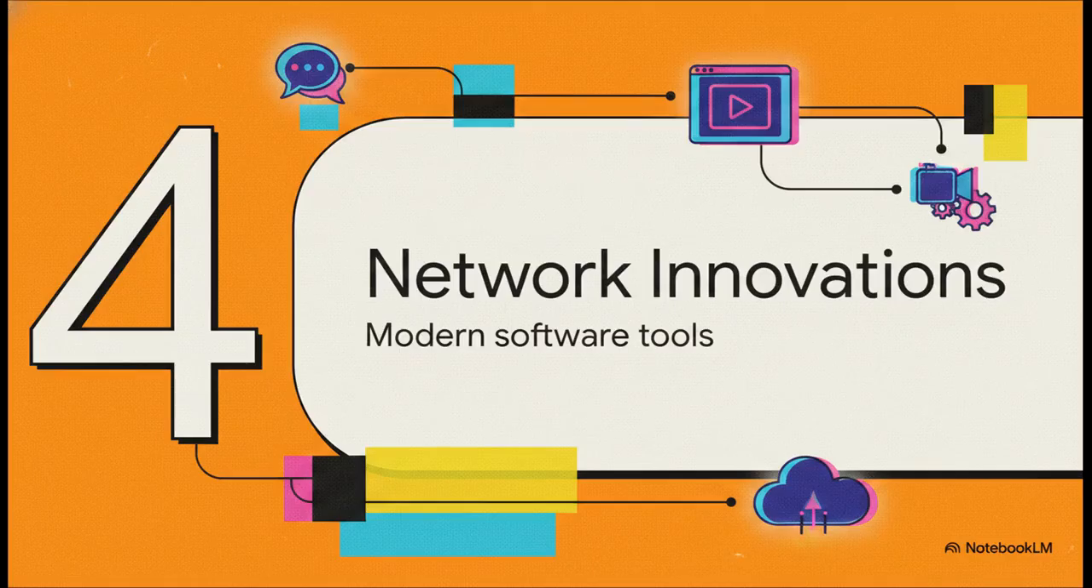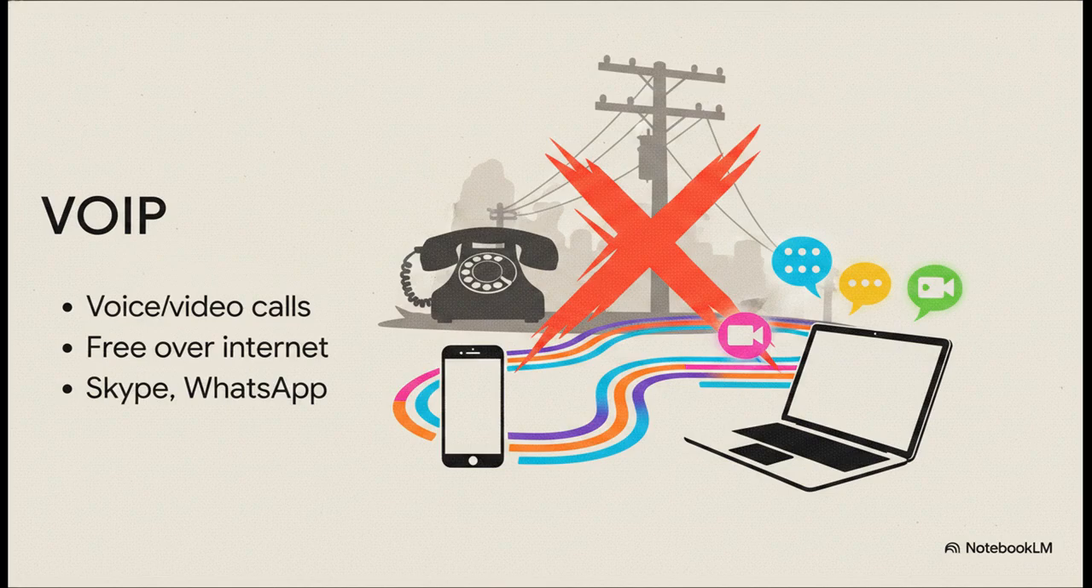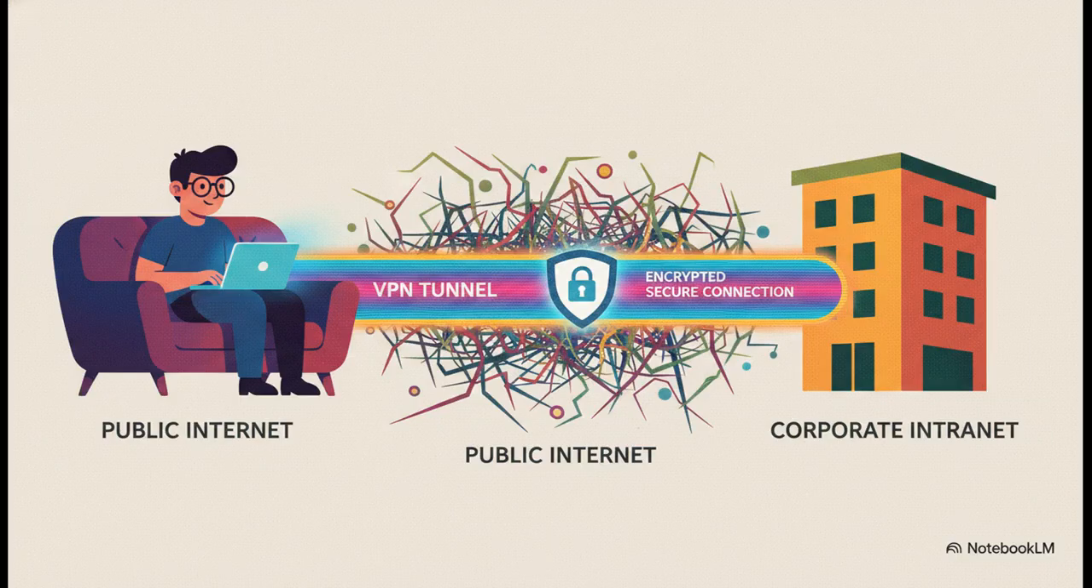Which brings us to Section 4, game-changing network innovations. Let's look at some modern software tools. So, riding right on top of all this physical infrastructure we just talked about are some incredible software innovations like VoIP, or Voice over Internet Protocol. By routing our voice and video over the internet instead of using traditional copper phone lines, VoIP basically eliminated long-distance fees. I mean, it's the exact tech powering free instant communication on apps you probably use every day, like Skype, WhatsApp, FaceTime, or Discord.